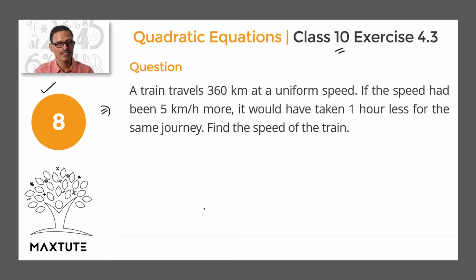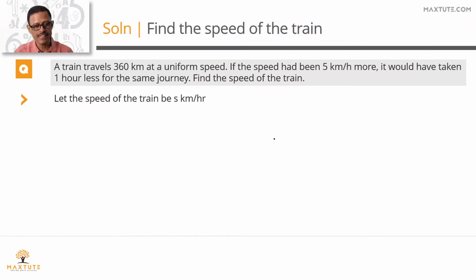I'm going to do one thing. I'm going to assign only one variable. The variable that I'm going to assign is for the speed of the train. Let's say the speed of the train that we need to compute is s kilometers per hour. The train covers a distance of 360 kilometers. How long will it take?